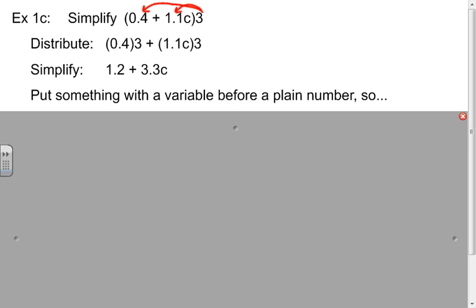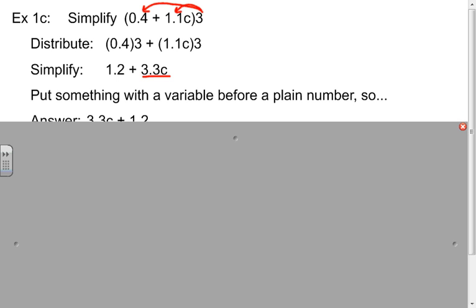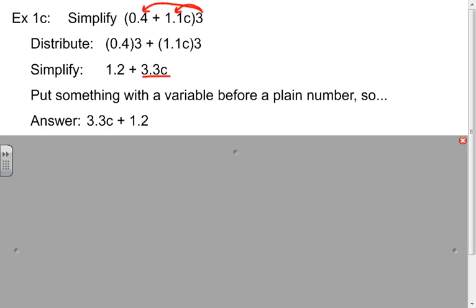If you have something that has a variable, you're going to actually put that piece in front. Put the thing with the variable in front of the plain number. Since it's addition, I'm allowed to switch those two things around, because addition works with the commutative property. Remember, the commutative property changes the order? So I'm allowed to take the 3.3c and put it in front, and the 1.2 in the back. So that's what my answer would be.